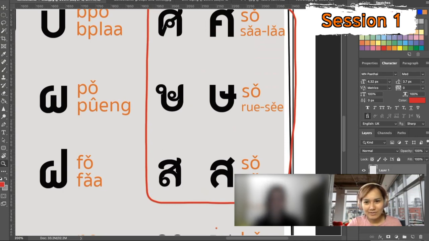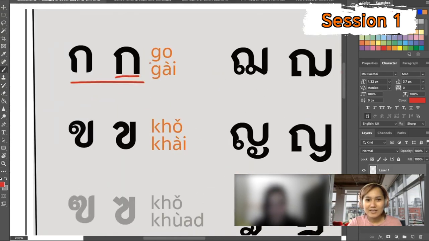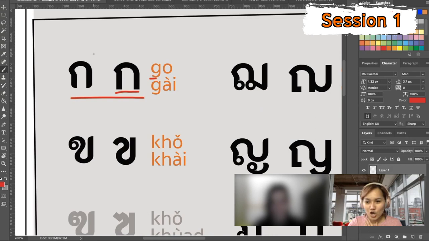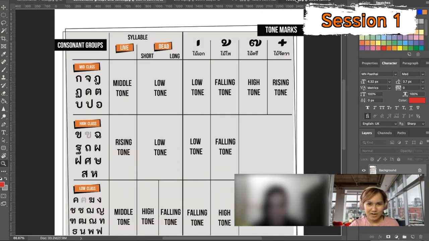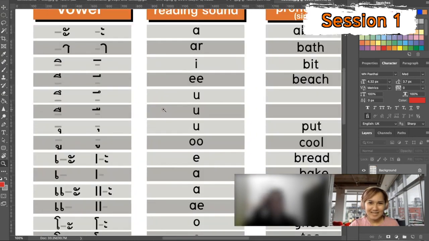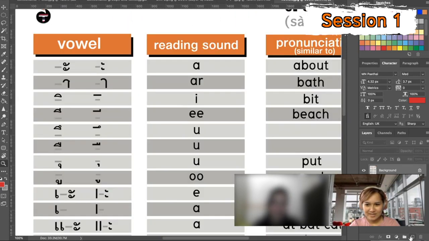That's why we have a name for each letter. The sound is like go, like the G in English, but it's go kai. When we say it, we just say go, because there is only one go. Let's move on to the vowels. There are too many, and we're going to learn only sala e. They are the same, the modern one.